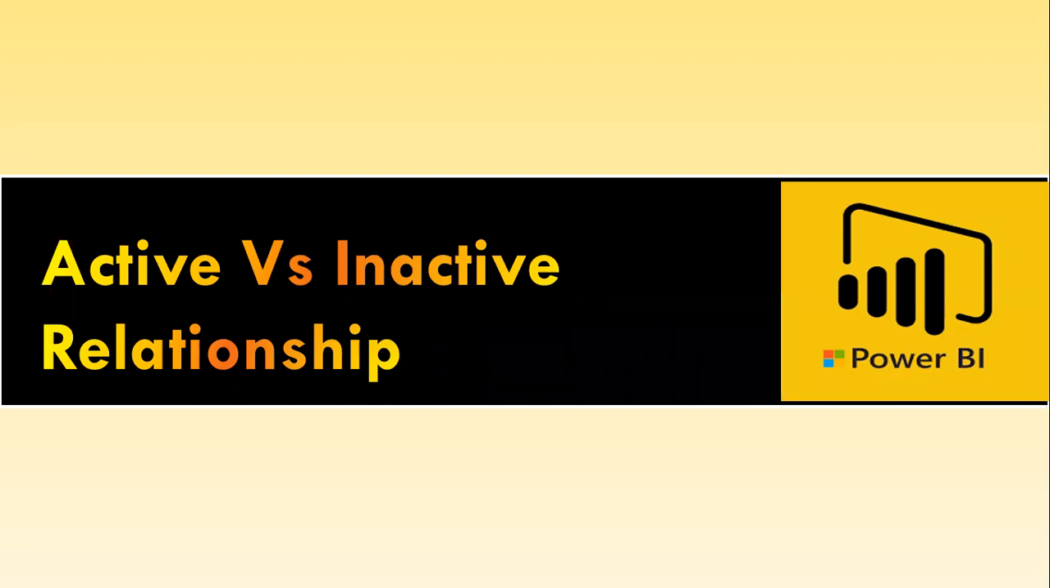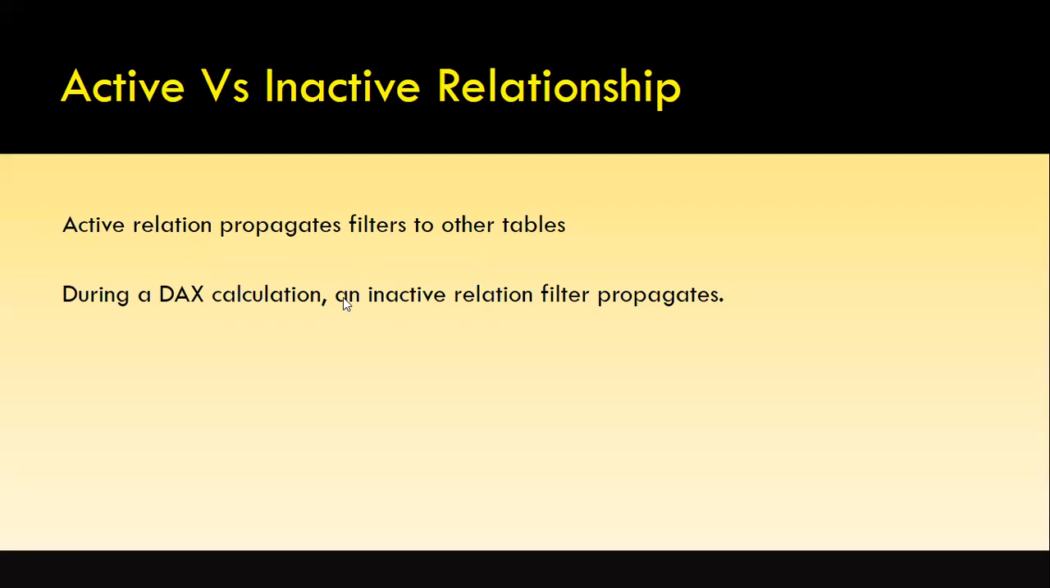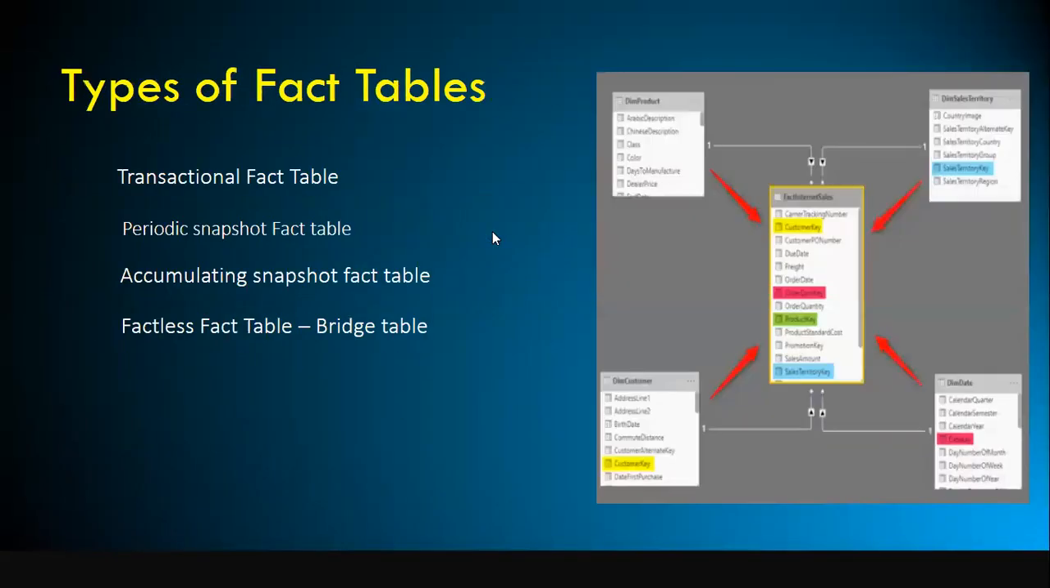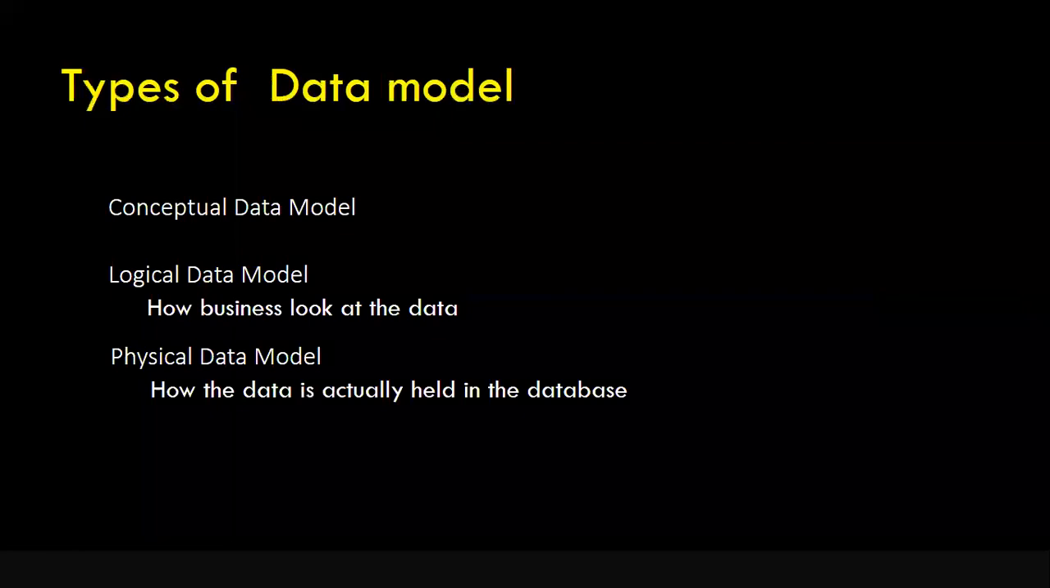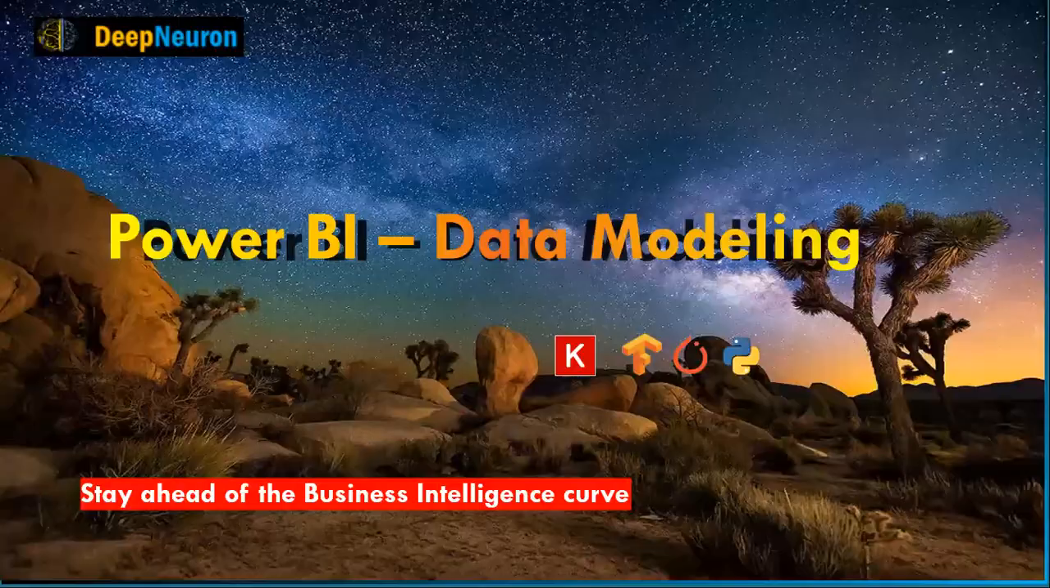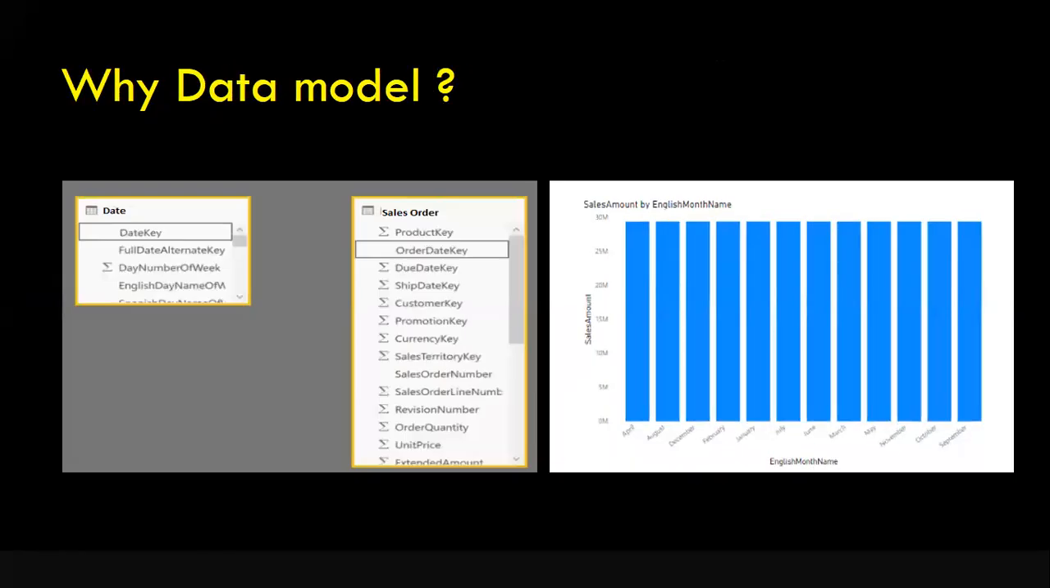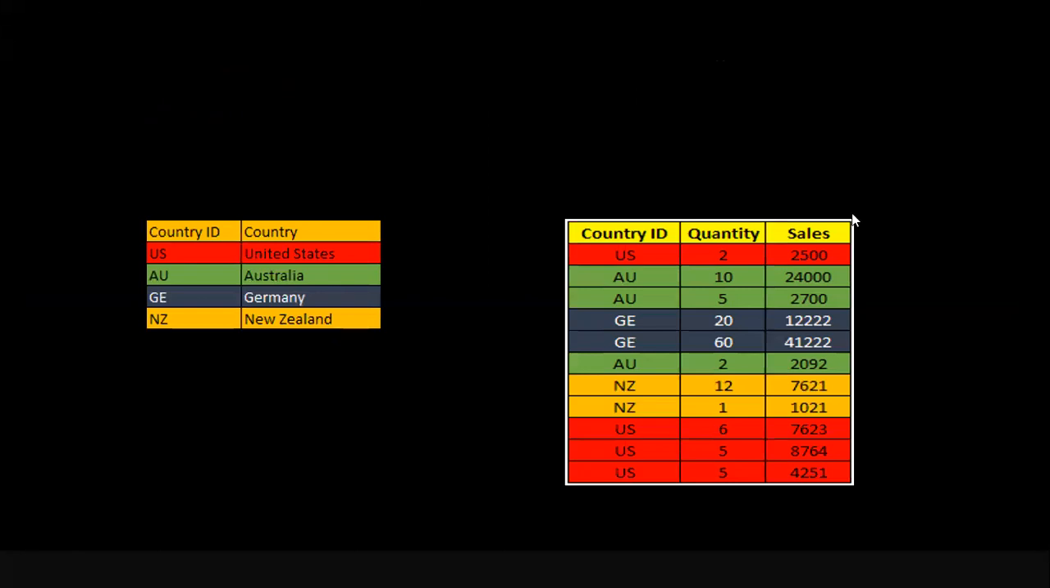What is active relationship? First of all, what is inactive relationship? An active relationship propagates filters to other tables, and during a task, an inactive relationship filter does not propagate. Very simple, right? So what do you mean by filter? Let me help you recollect it. I believe all of you are aware of this one. We discussed this. What is filtering?